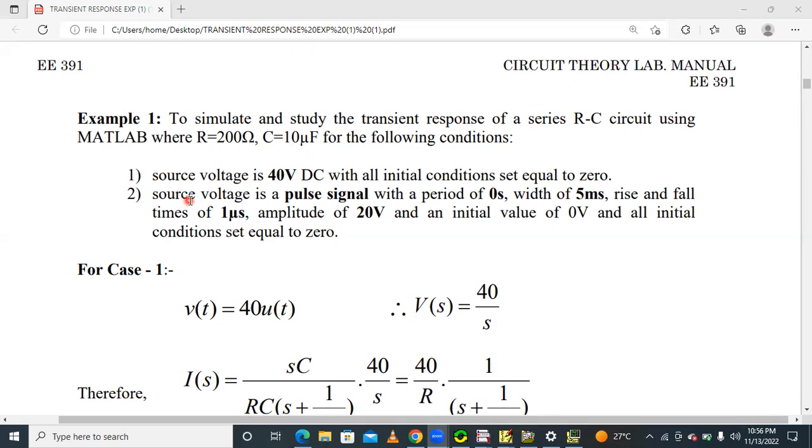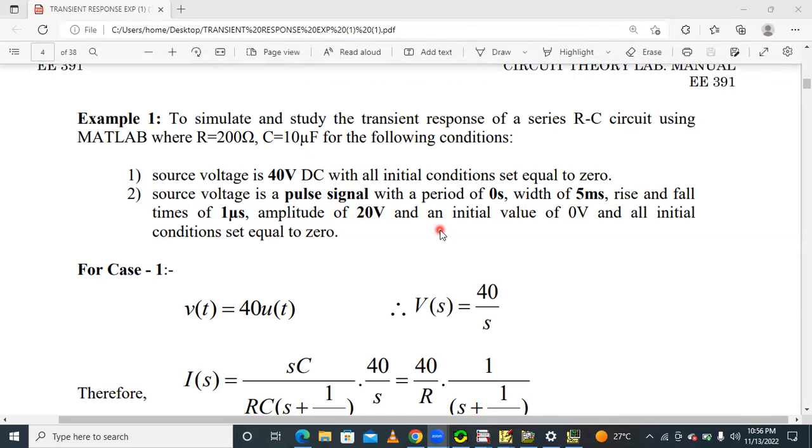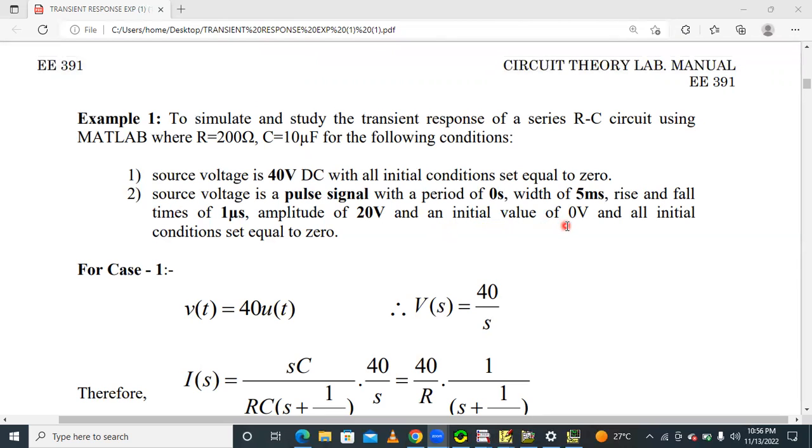In case 2, the source voltage is a pulse signal with a period of 0 seconds and pulse width 5 milliseconds, and rise and fall times of 1 microsecond. Amplitude is 20 volts and the initial value is 0 volts. So these are the different conditions. Taking these conditions, we have to execute the example piecewise.